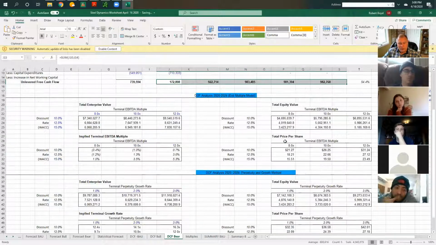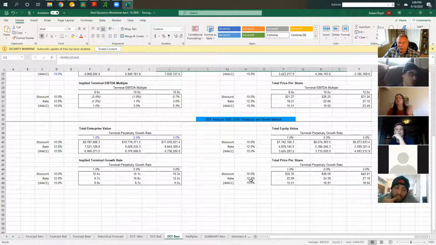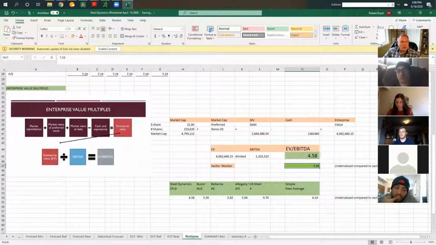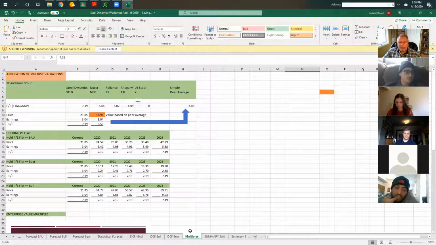Okay. So once you do that, everybody okay with that? You got to jump in if you're not, because I'm going fast. Next one is multiples. This is just a different method. What I did is their PE today is 7.